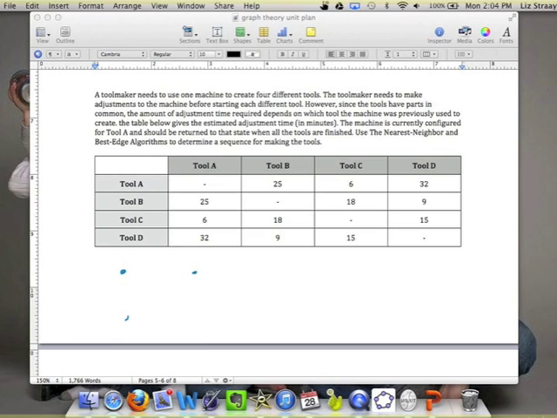So we could create a graph of them. A to B is 25, A to C is 6, A to D is 32. B and A are already connected, but B and C is 18, B and D is 9, and C and D is 15. And that completes our graph.